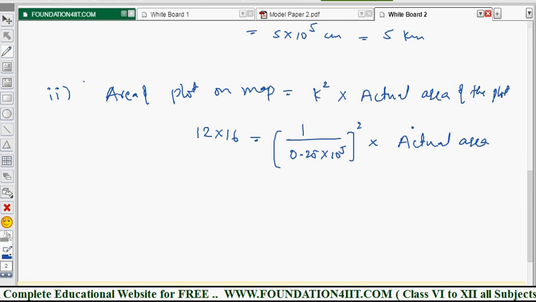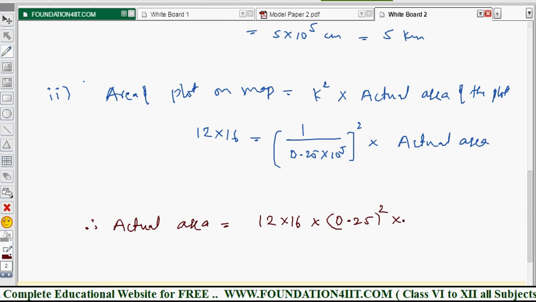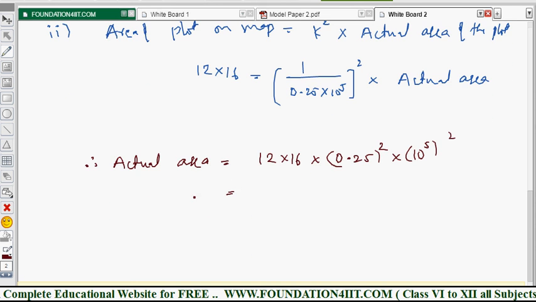Then the actual area is equal to 12 into 16 into 0.25 squared into 10 power 5 squared; apply the square to all and simplify. Again, 12 into 16 into, if you want to simplify more, 0.25 whole squared, that is 25 by 100.